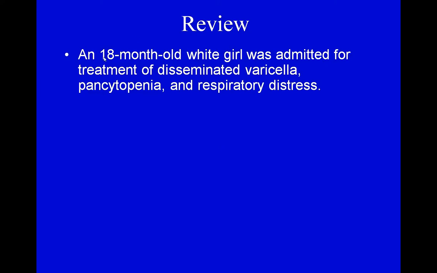And so we have a girl that's about a year and a half old. She was admitted for varicella, and varicella is the fancy name some of you know for chickenpox. Disseminated is a term that we'll use later in the lecture, and disseminated means scattered or diffuse. So she has a fairly severe case of the chickenpox.